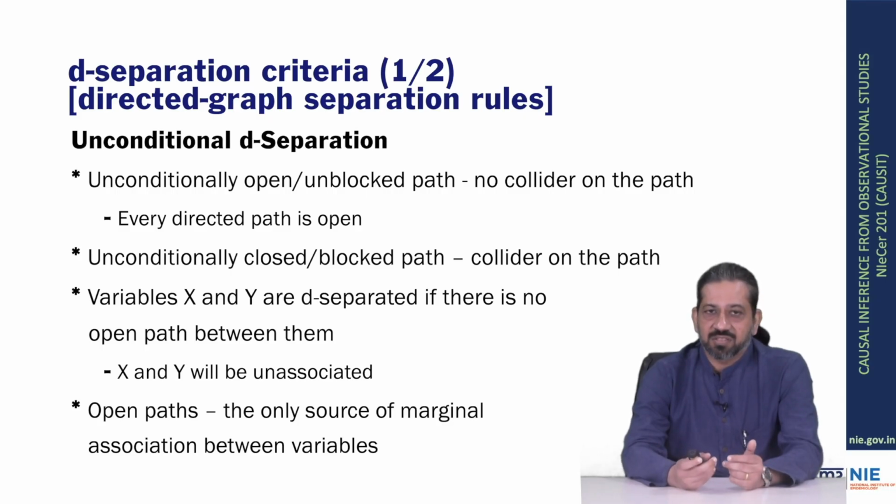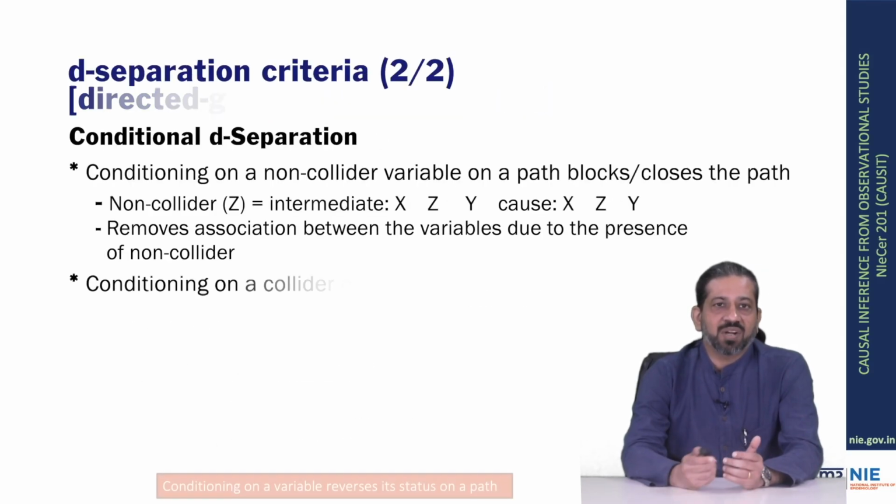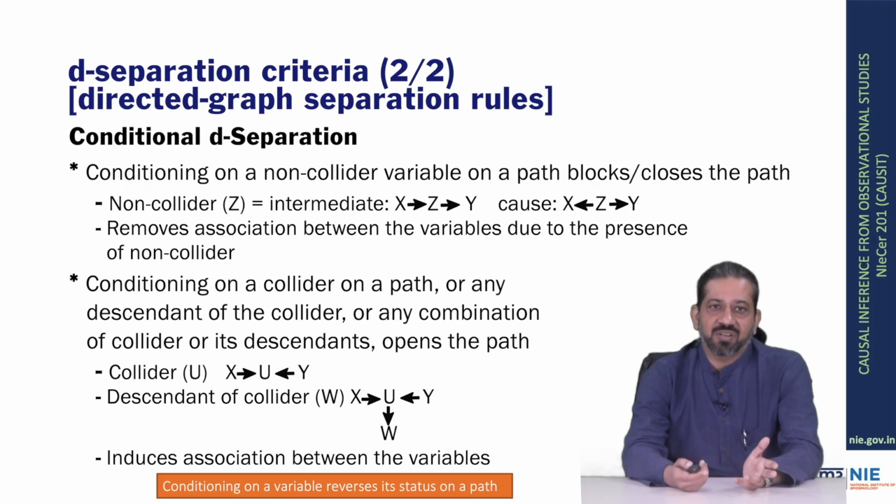And hence, finally, whenever there are open paths, those are the only source of the true association between the variables, the exposure and the outcome. And those are what we call the open causal paths. What happens when we condition on certain covariates? As we saw earlier, conditioning on a non-collider variable will actually block that path.